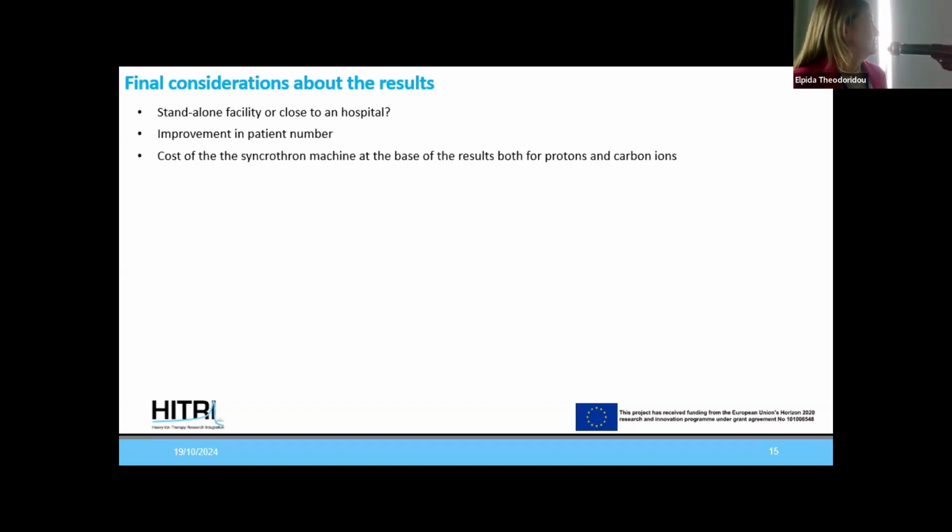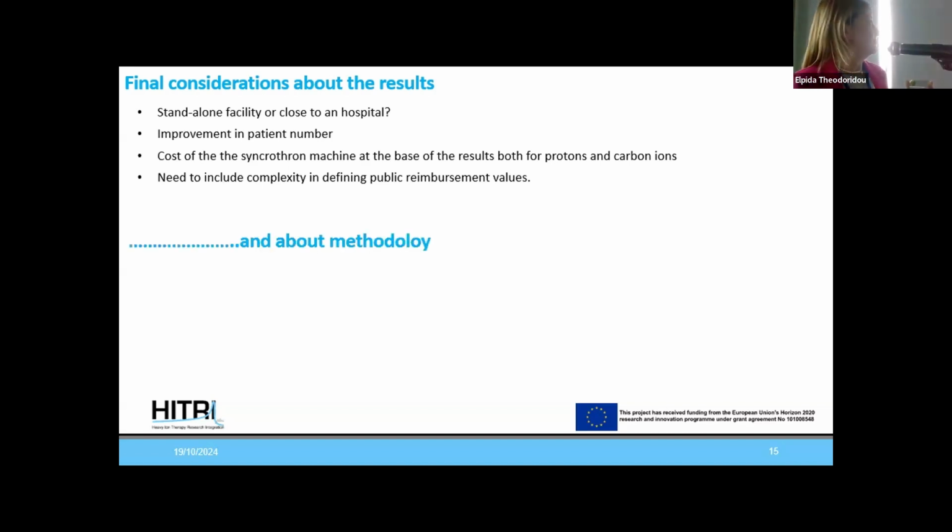Then the cost of the synchrotron and the machine is at the base of the results, both for protons and carbon ions. So surely, if we would have performed the analysis considering the gantry for protons, the cost of the proton therapy would be lower. And there is a need to include complexity in defining the public reimbursement values.